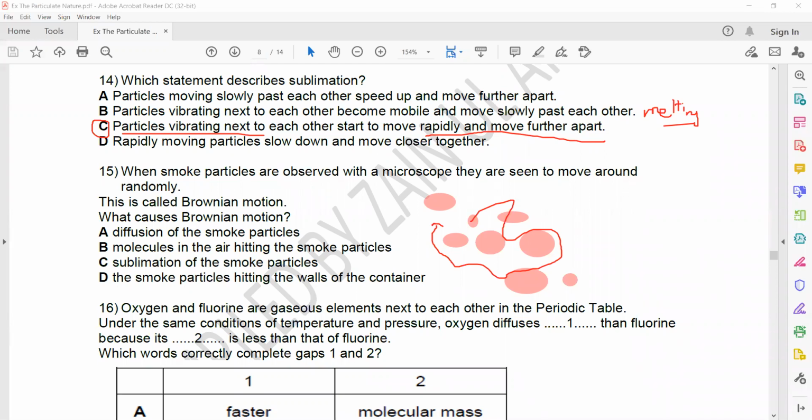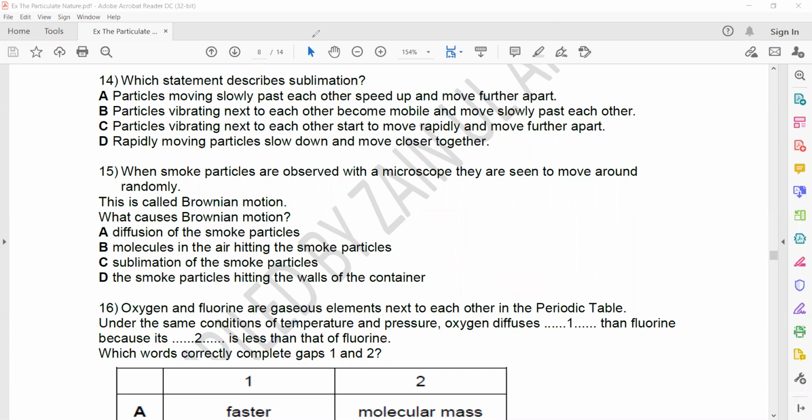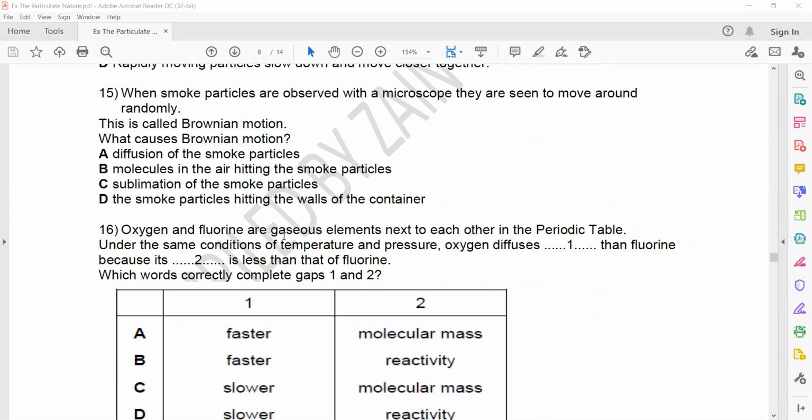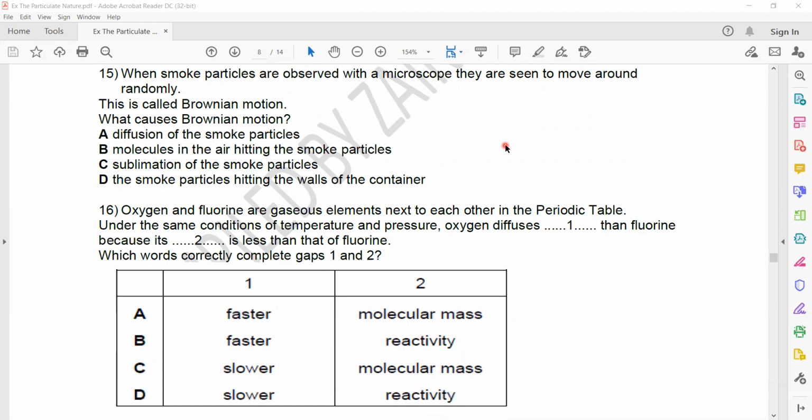Question 15. When smoke particles are observed with a microscope, they are seen to move around randomly. This is called Brownian motion. What caused the Brownian motion? Why are the smoke particles moving randomly? That's the main question.